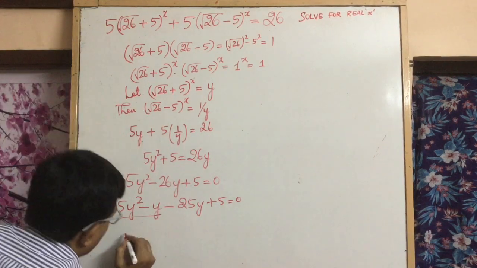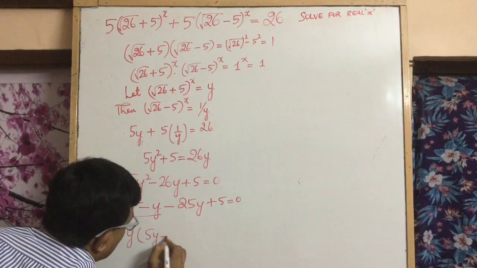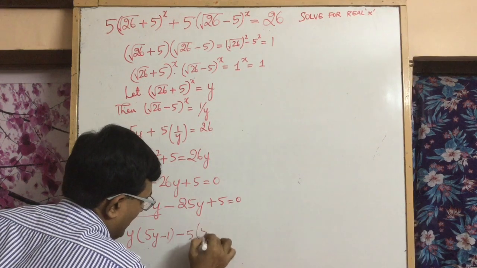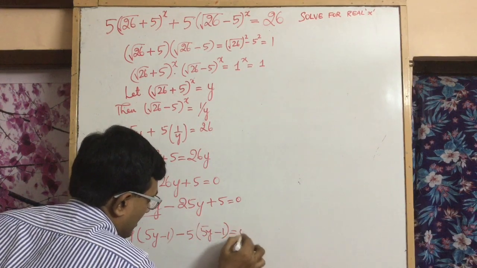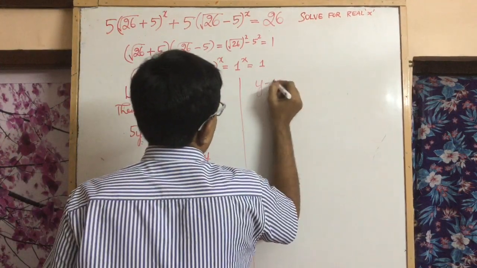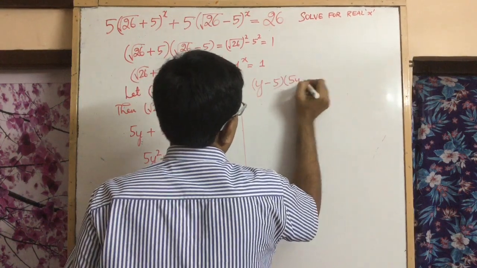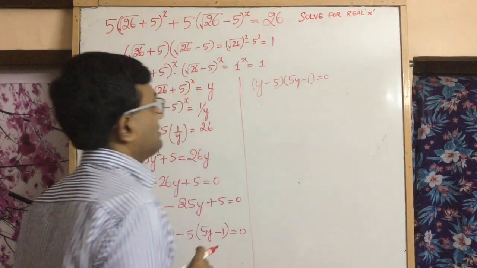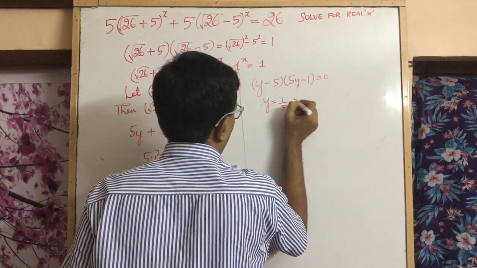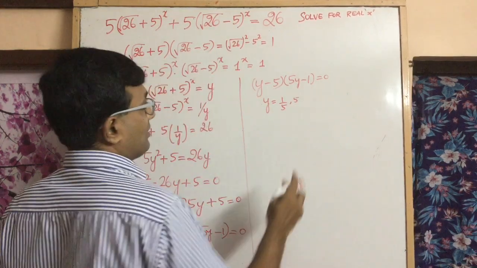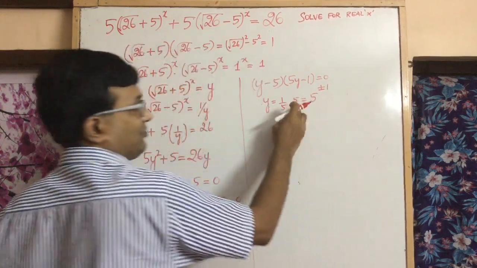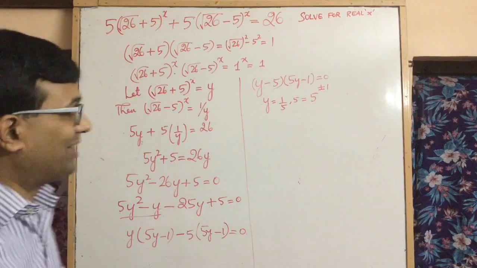From these two terms, we take y common outside into 5y minus 1, and from these two we take minus 5 common outside, we get times 5y minus 1. So if we factorize this, we would get (y minus 5) into (5y minus 1) is equal to 0. This means that y is going to be 1 by 5 or 5. Or if we were to express this in exponent form, this would be 5 power plus or minus 1 because 5 power 1 is 5 and 5 power minus 1 is 1 by 5.